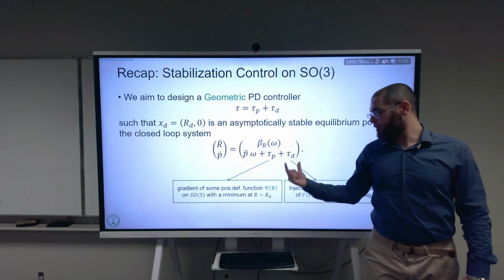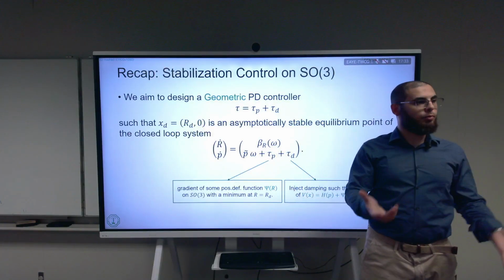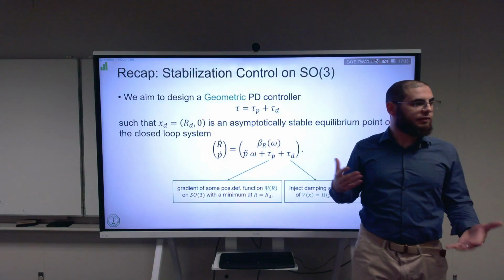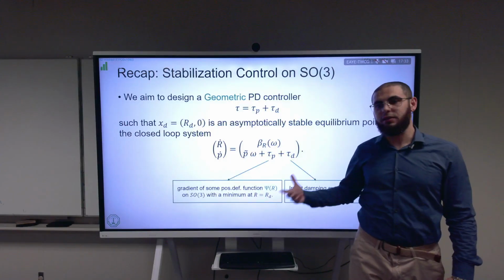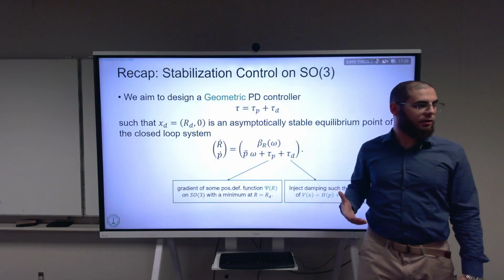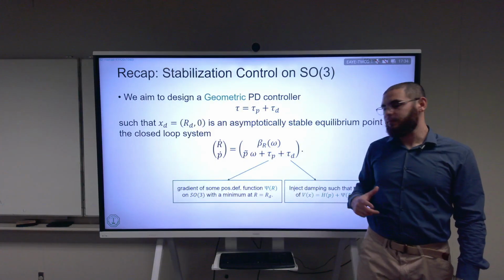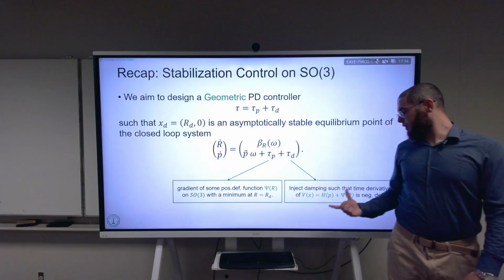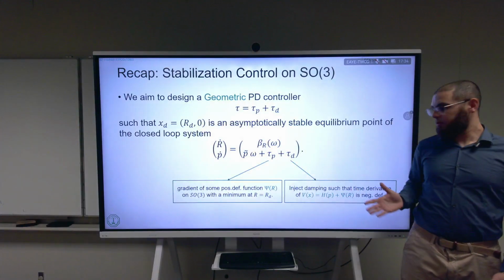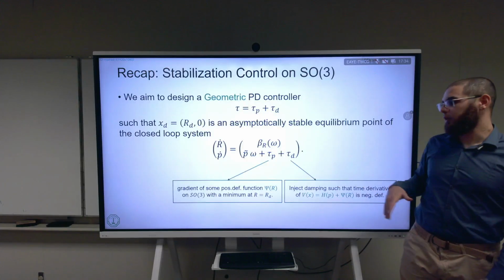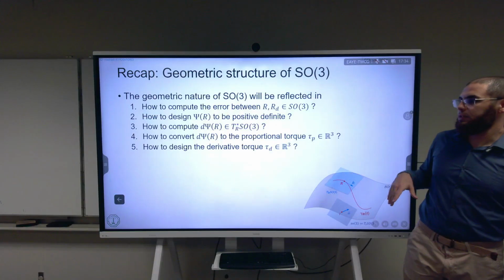We said the proportional term is derived given a potential function. So we derive this as the gradient of some potential function, where we need to properly generalize the gradient from R3 or Rn to SO3. And the derivative term, we derive it such that it will make V dot negative definite, if we can. If not, we'll see how we can fix this.